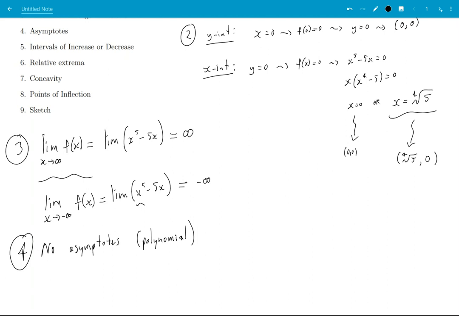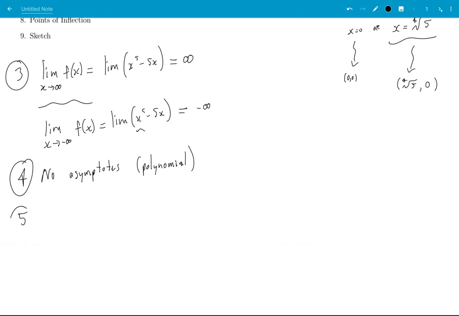Okay, intervals of increase and decrease. So I need to find f prime. I get f prime equals 5x to the 4 minus 5. Set that equal to 0. So I'm going to find the critical numbers. I get plus or minus 1. If you're looking for critical numbers, you should also at least think about the question, when does f prime not exist? But for a polynomial, f prime will always exist. So we'll skip that here. So x is equal to plus or minus 1.